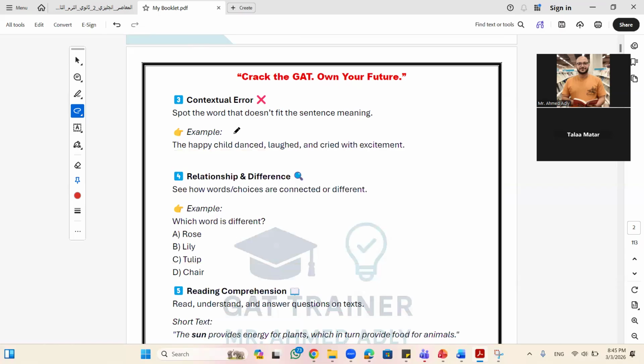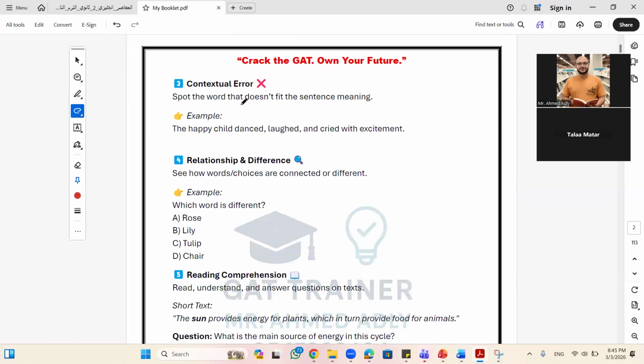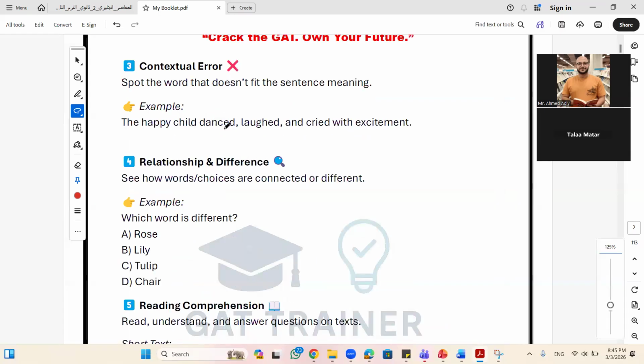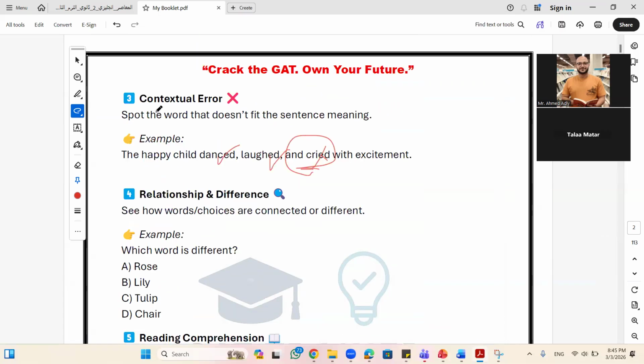The third type of question here is a contextual error. In this question, you're given a short paragraph and you're asked to find the word that does not fit the context. Let's look at this example here. The happy child danced, laughed, and cried with excitement. If you look at the sentence here, what is it about? A child who's super happy. So he danced, laughed, but he can't cry, by the way. So this one here does not fit the context. This is called contextual error.